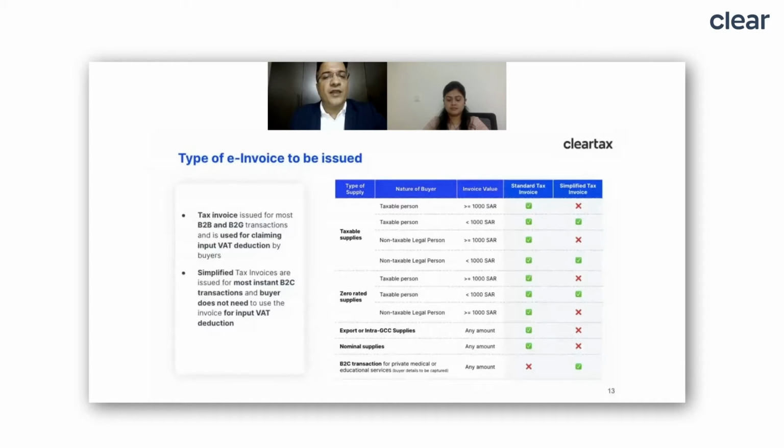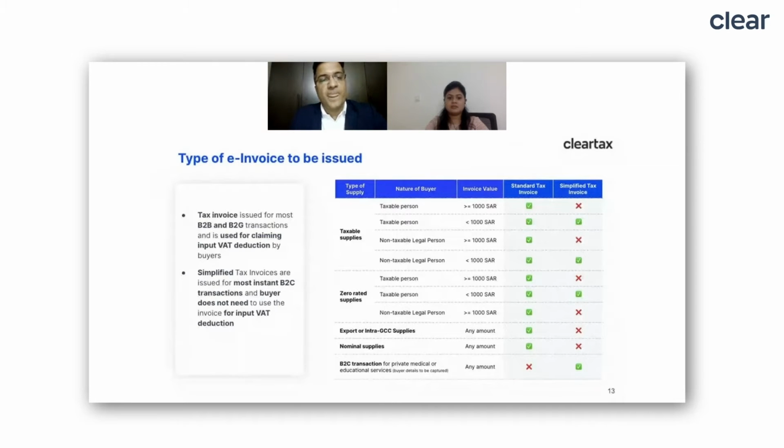What are the types of e-invoice to be issued? We have spoken to a good number of end users, and everywhere there is confusion about which invoice is required for a particular type of transaction, for a particular type of supply, and when dealing with a particular type of buyer: a standard invoice or a simplified tax invoice.